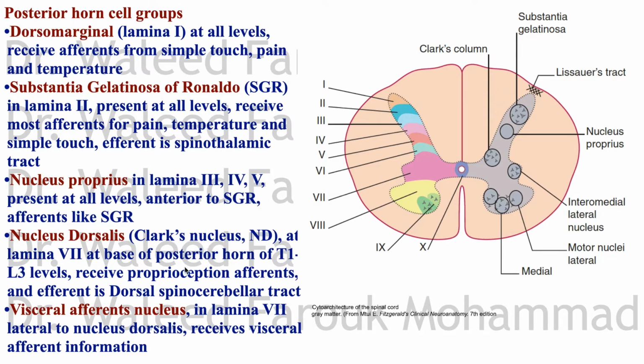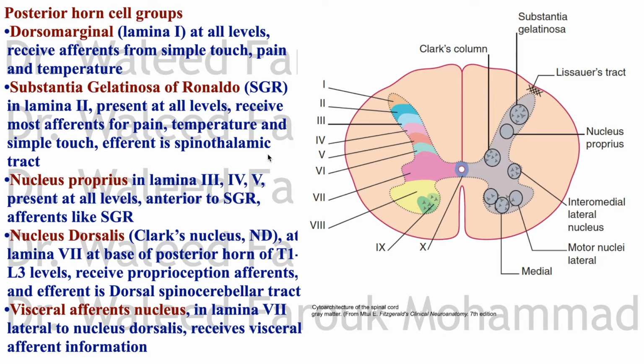Posterior horn cell groups, we have dorsomarginal or lamina 1. At all levels, it receives afferents for simple touch, pain, and temperature. And lamina 2, adjacent to it, is the substantia gelatinosa of Rolando. It's rich in substance P as the neurotransmitter. It's the neurotransmitter of pain. Remember that. Substantia gelatinosa of Rolando in lamina 2 at all levels receives afferents for pain, temperature, and simple touch. Efferent is the spinothalamic tract, and we will study this in the next lecture in the tracts or tractology of the spinal cord.